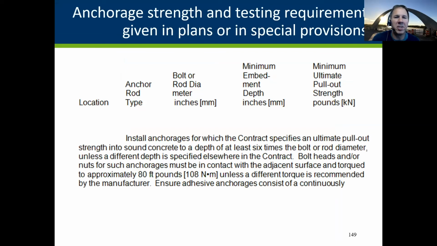So in your special provisions, you should have a table like this that gives you the location, the anchor type, and what diameter it is, the minimum embedment, and the pull-out strength. So read those provisions. If you've got questions, don't feel afraid to call us and ask for interpretation. And this is something filled out by the designer. So sometimes they get it wrong, and we want to correct that in the plans and get a revision out there.